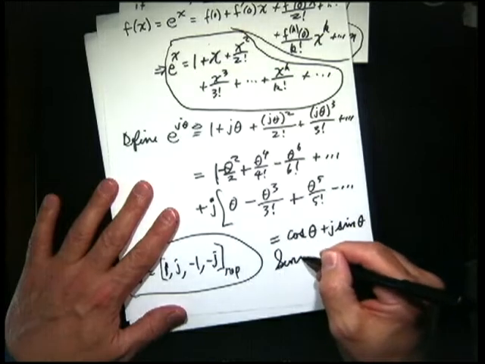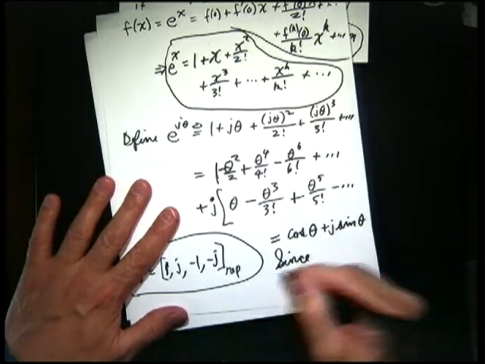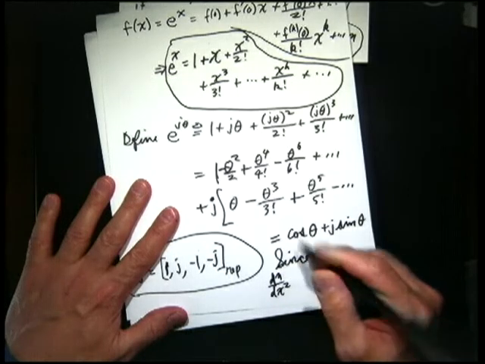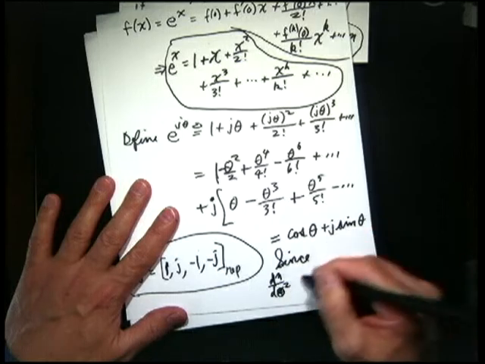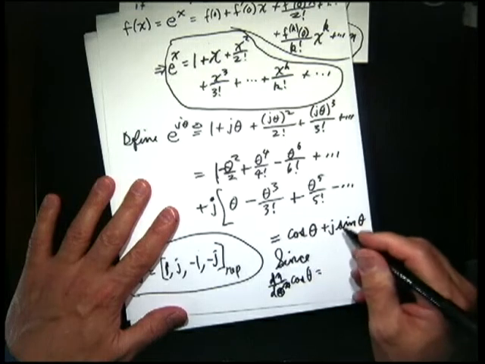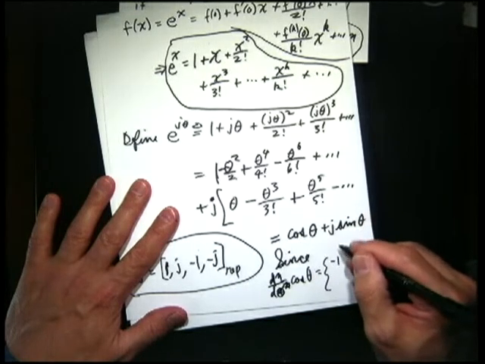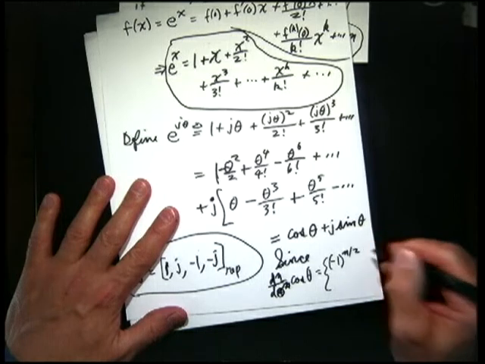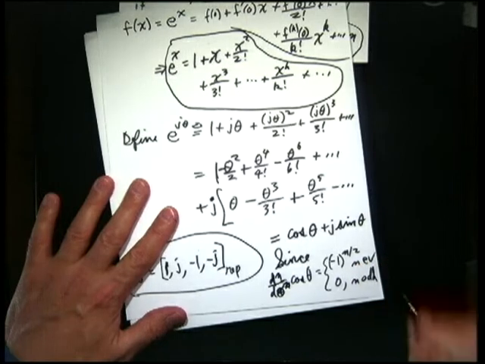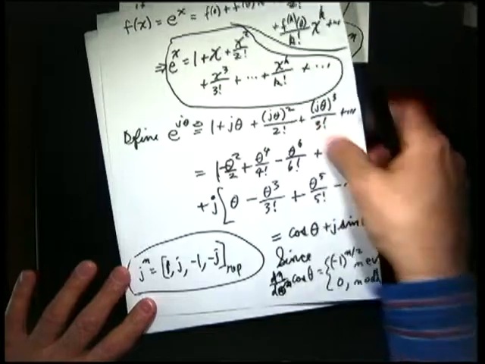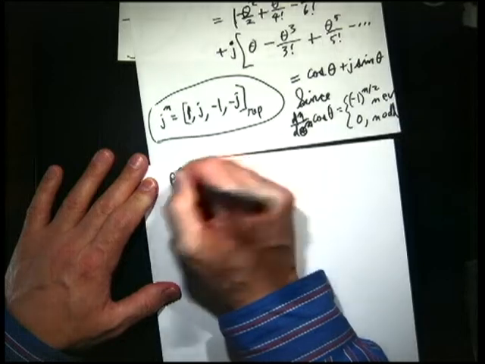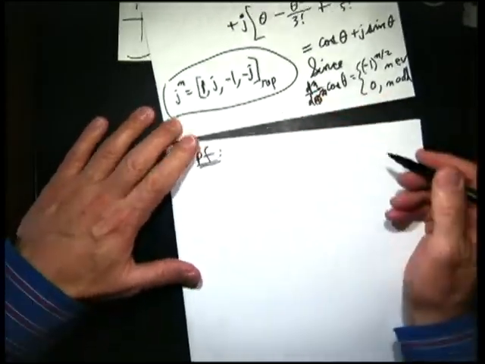I'll just say since the nth derivative of... I don't want to change to x. The nth derivative of cosine of theta is either minus 1 to the n over 2 for n even, or 0 for n odd. And similarly for sine. So why don't we go ahead and show that? Let's go ahead and compute the derivatives. So proof. We have to show this, let's say.